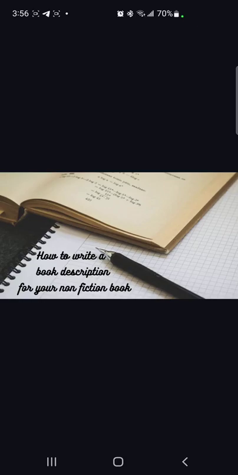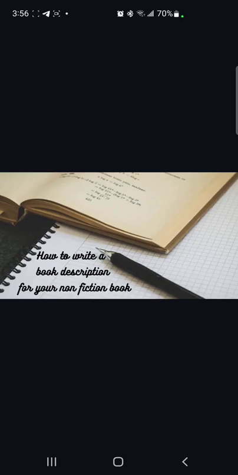Now, a book description is the third impression a buyer gets before buying your book. The first impression is the book title and the book cover. That's what they see first. Then when they click on it, they now see the book description before they buy. So a book description should be taken seriously, because what you write there and how you write it will determine if you make sales or don't.